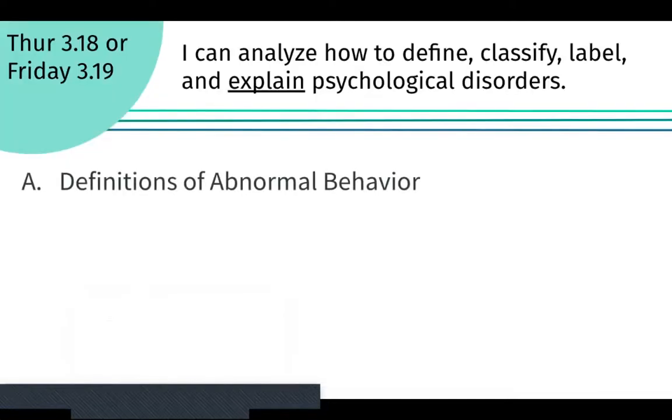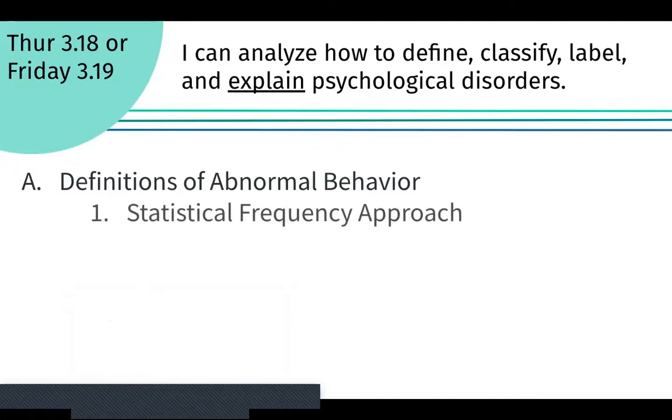So let's take a look at definitions of abnormal behavior. And what we're looking at here is 3 key areas. The first area is the statistical frequency approach, and we're really looking at when we look at 100% of the population, if only 1% of the population does this behavior, it's probably abnormal. Statistically, it's abnormal. When we look at social norms approach, we are looking at what is the expected behaviors of an age group of people in society, and are you violating that social norm?